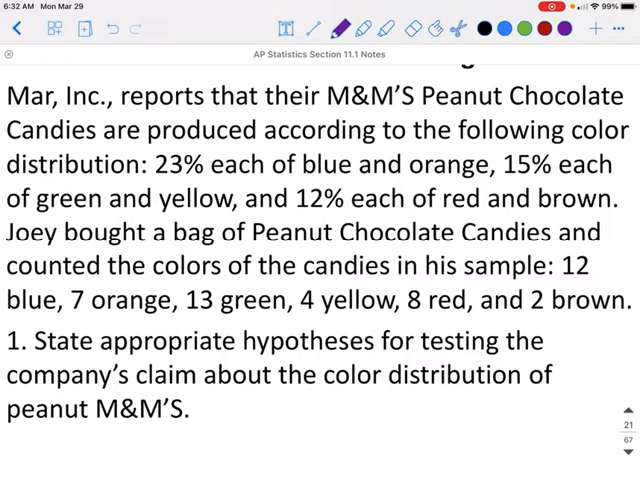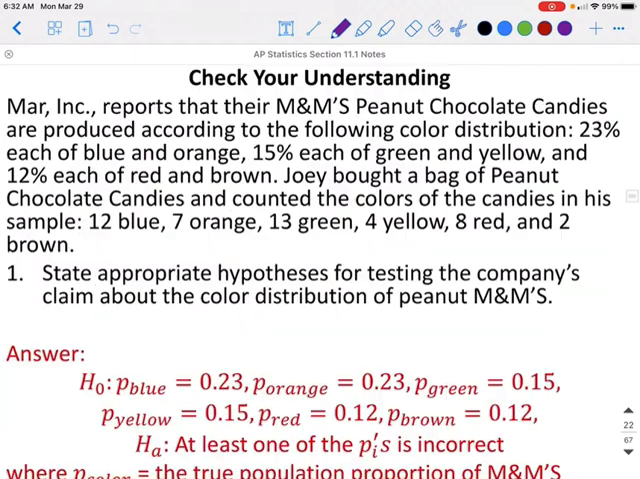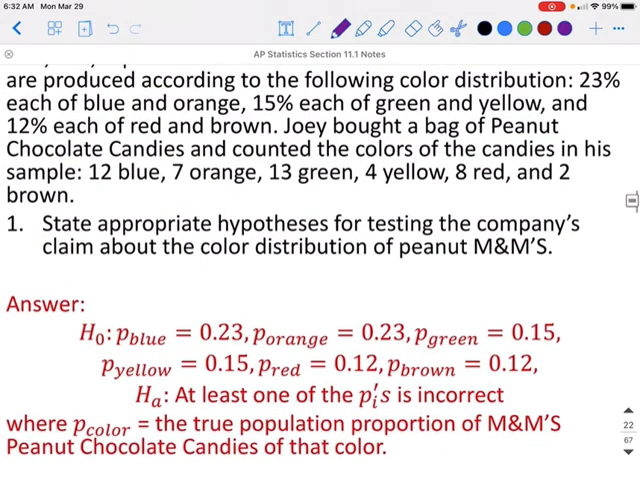So, for our null hypothesis, we can just say that it meets what the company says, or we can state it by color. So we can say the null hypothesis is the probability of blue is 23%, probability of orange is 23%. We can do that for each color. The alternative hypothesis is that at least one of the p sub colors is incorrect. Not that all of them are, but at least one is incorrect. Where p of color is the true population proportion of M&M peanut chocolate candies of that color.